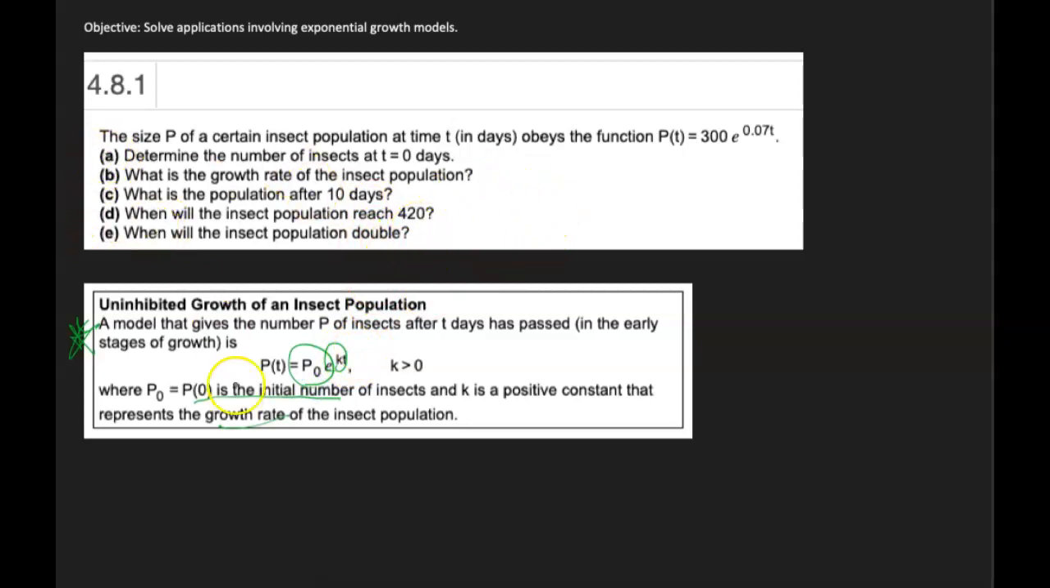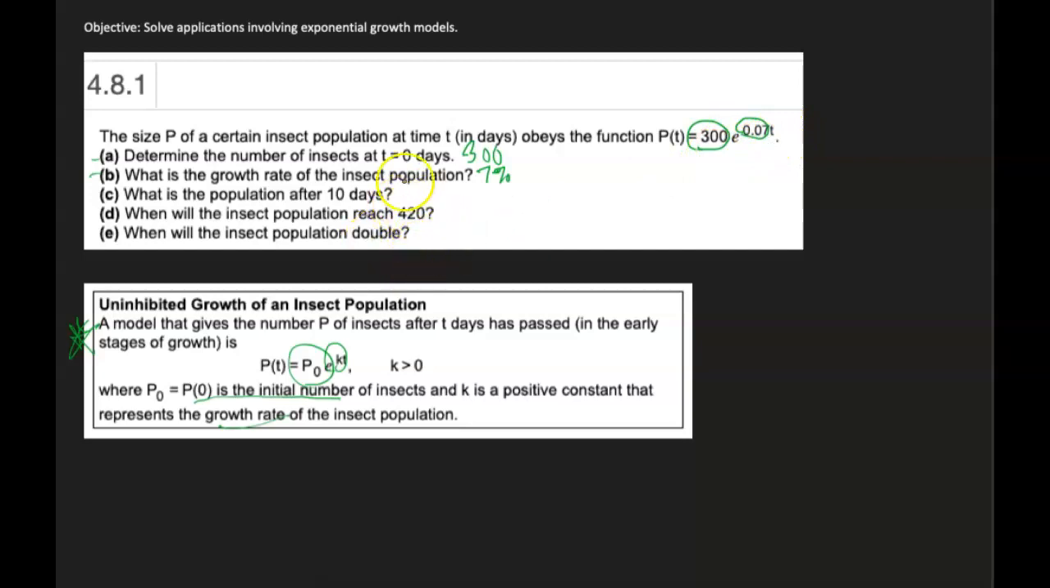So we can just use this information alone to answer parts A and B. Part A says, determine the number of insects at T equals 0 days. That's the same thing as the initial number of insects, which is this coefficient, 300. And when it asks what's the growth rate, it's the coefficient in the exponent, which we have to represent as a percent. So 0.07 as a percent is 7%.